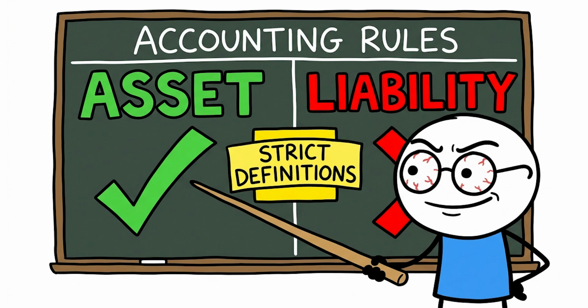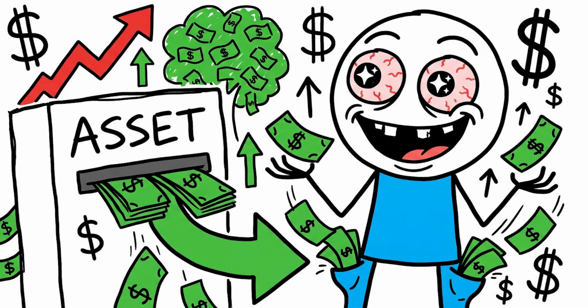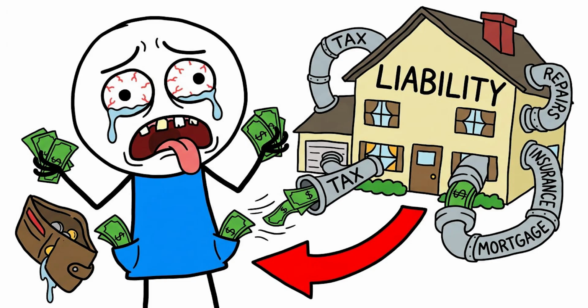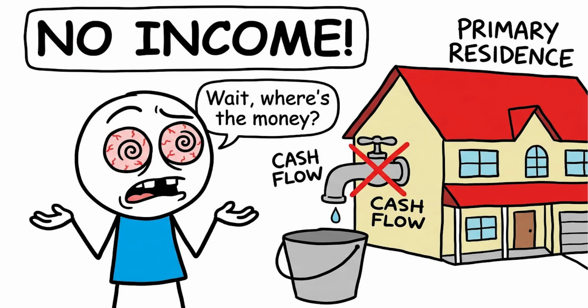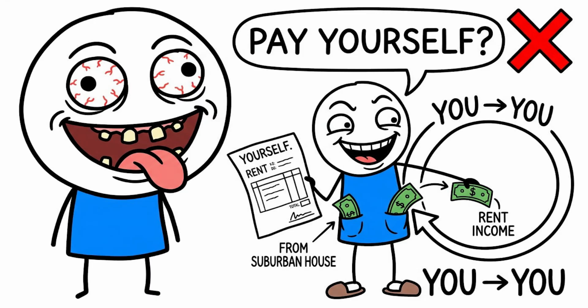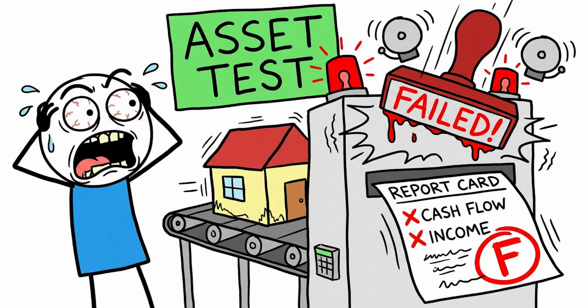In accounting, there is a strict mathematical definition for an asset and a liability. An asset puts money into your pocket. It generates cash flow, or it appreciates independently of your labor. A liability takes money out of your pocket. It requires continuous capital to maintain its existence. By this definition, a primary residence does not generate cash flow. You cannot live in an investment property and collect rent from yourself simultaneously. Therefore, the house you live in fails the primary test of an asset.